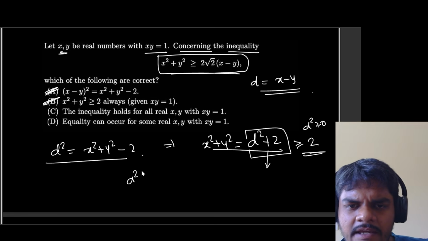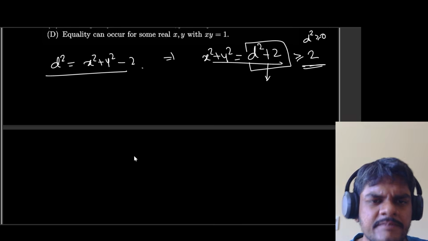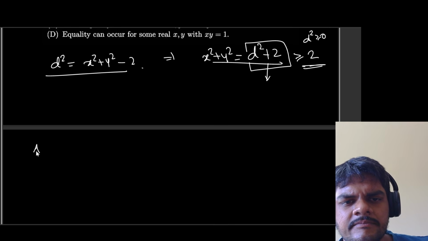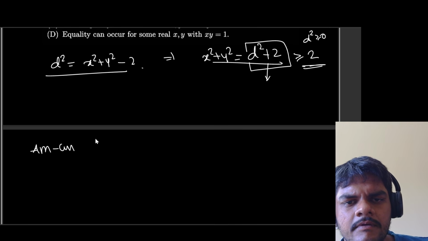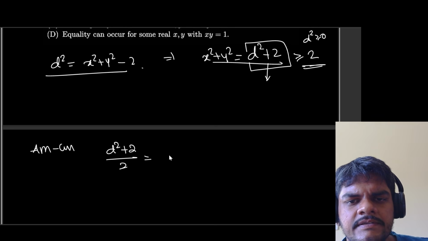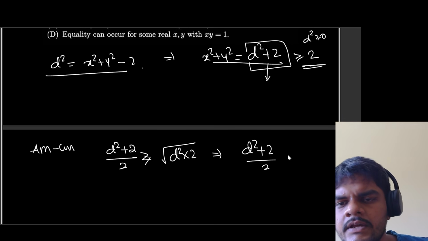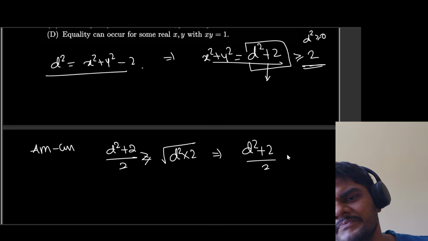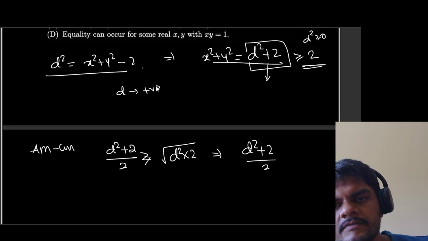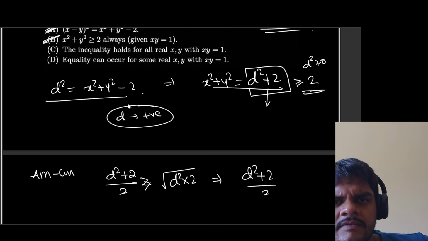D square plus 2. I want to use maybe AM-GM inequality. So it is d square plus 2 by 2 is greater than or equal to square root of d square into 2. So won't I get d square plus 2 by 2, this has to be used only when d is positive. No, AM-GM can be used only when d is positive.